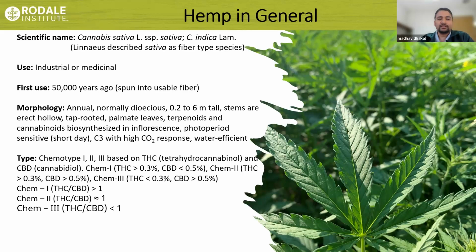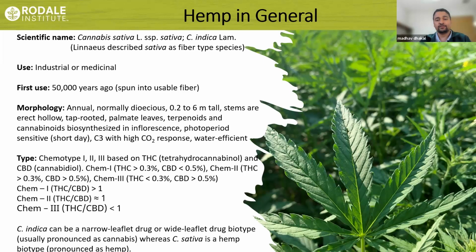If we talk about the typical cannabis types in terms of chemical properties, there are three chemotypes: chemotype 1, 2, and 3, based on the ratio of THC and CBD. Chem 1 is high-THC cannabis with low CBD, whereas chem 2 has more THC and more CBD, with a THC to CBD ratio nearly equal to 1. The third chemotype has low THC and high CBD. So these are the three chemical categories of hemp species.